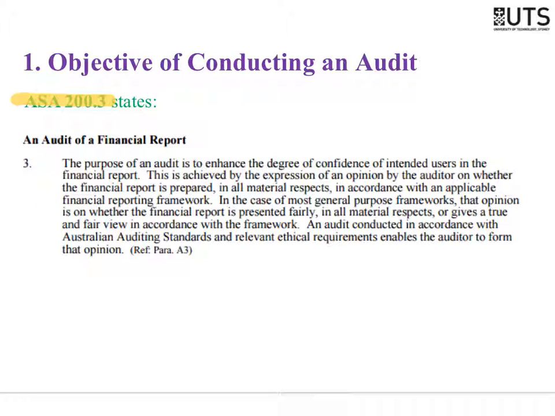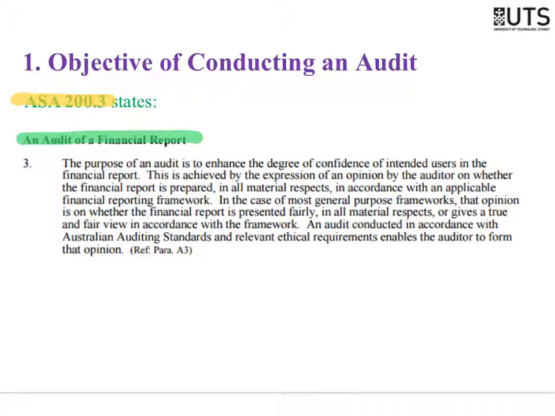Now, what ASA 200 states, and we'll highlight this one because it's important, in particular paragraph 3, talks about the audit of a financial report. Now, we've spoken about this before. A financial report includes 2 things. It's the financial statements as well as what? What's the other thing that's included? Exactly. The disclosures, the written explanations that have been included in addition to the financial statements.